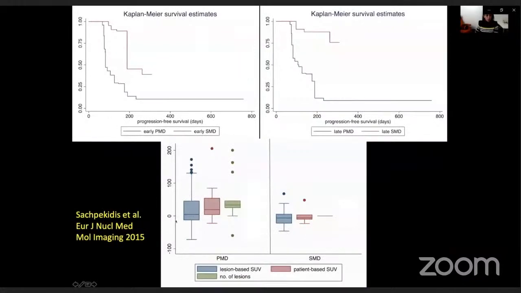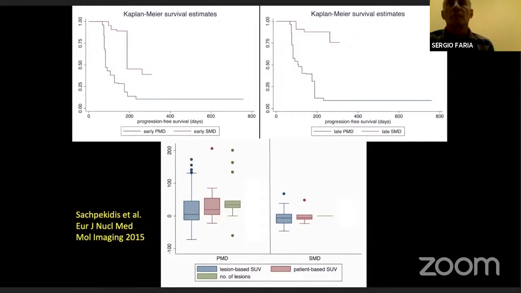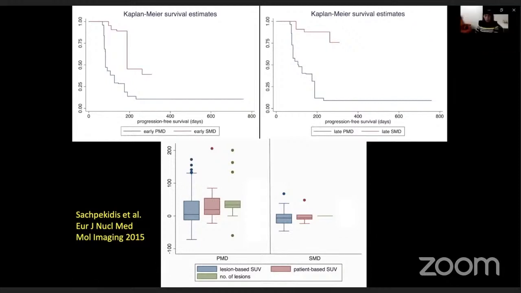We published these results, Christos Apogidis published them in the European Journal of Nuclear Medicine in 2015. And we found for the first time that the lesion-based SUV, here in blue, and also the patient-based SUV was not statistically significant in the group of progressive disease as compared to the group of patients with stable metabolic disease. But what was really different was the number of new lesions. So patients with progressive metabolic disease demonstrated much more new lesions as compared to the patient with stable disease.